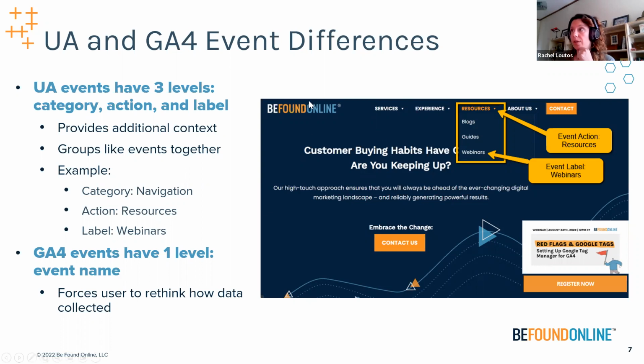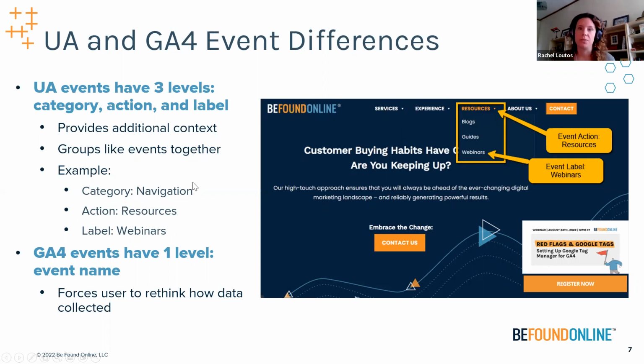So for example, I took a screenshot of the BFO website. Let's say someone clicks on the webinar link. In UA, you might have an event category for navigation, since it's in our navigation, and an action of resources, so where webinars falls under, right? And then your label could be webinar, where the user actually clicked.